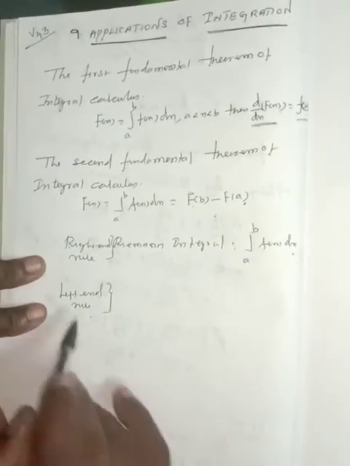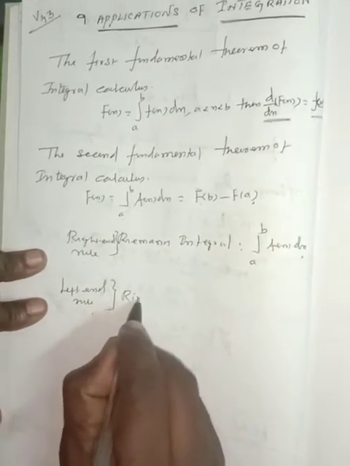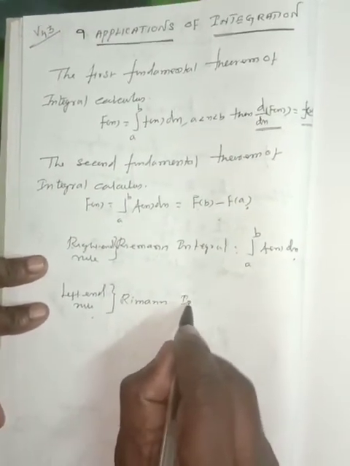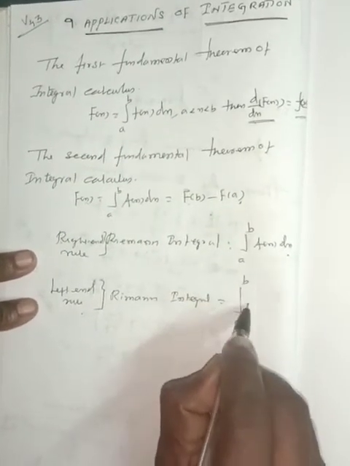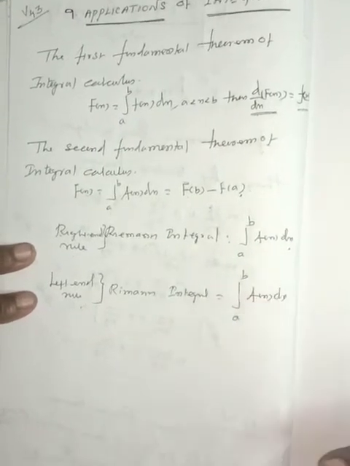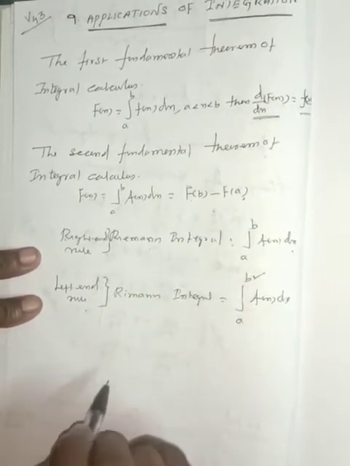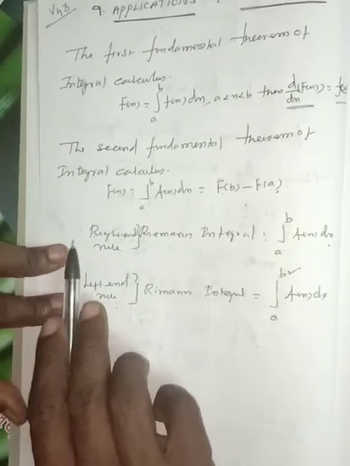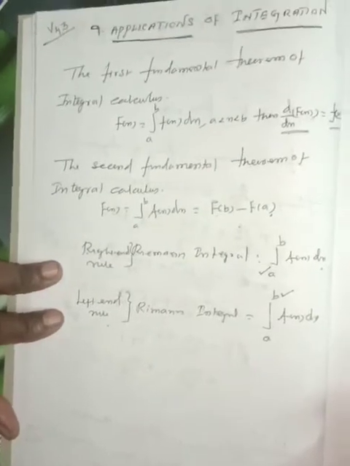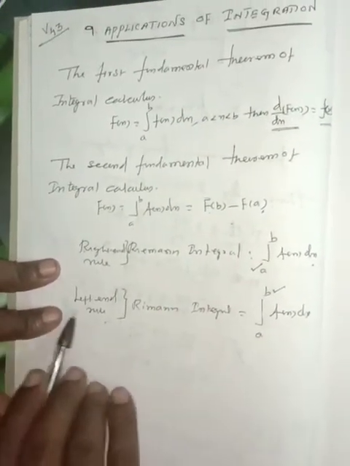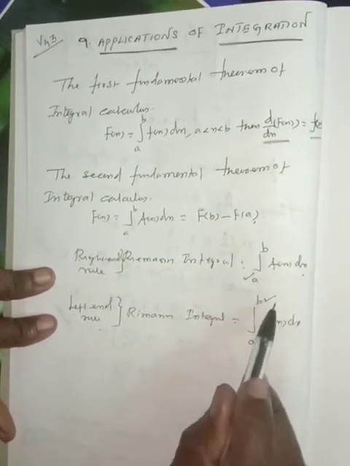The left end rule for the Riemann integral is the integral from a to b of f of x dx, including the upper limit and excluding the lower limit. To recap, the right end rule includes the lower limit and excludes the upper limit. The left hand rule excludes the lower limit and includes the upper limit.